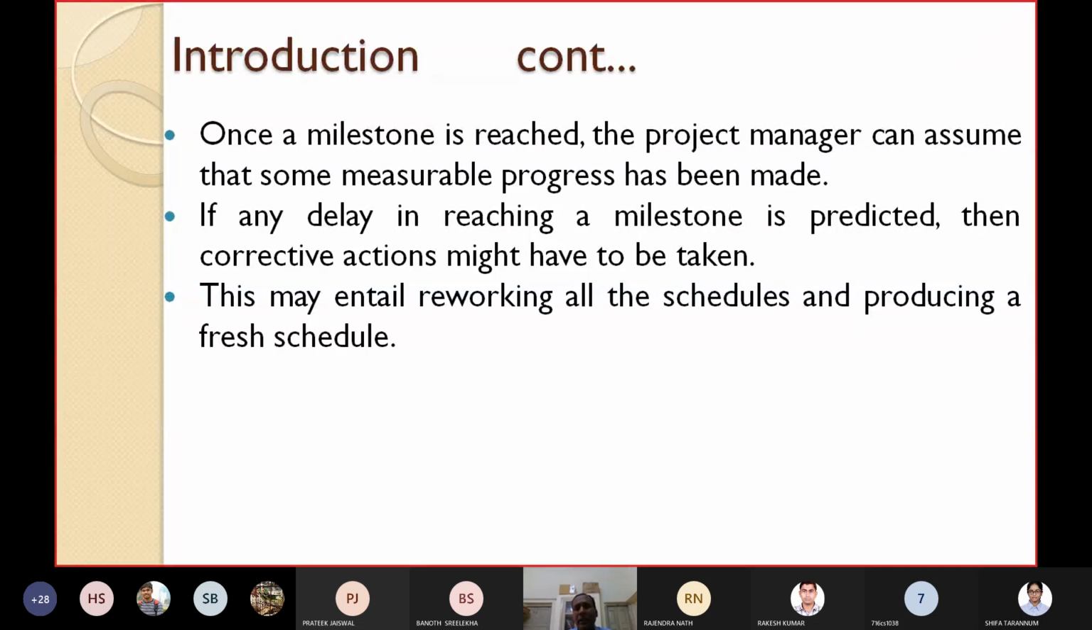If any delay in reaching a milestone is predicted or expected, then corrective, precautionary actions might have to be taken by the project manager, and this may entail reworking all the schedules or producing a fresh schedule. So if you are anticipating some delay, you have to take corrective actions. You may have to prepare the schedules again, or revise the schedules you have done, in order to accommodate or handle these kinds of delays.